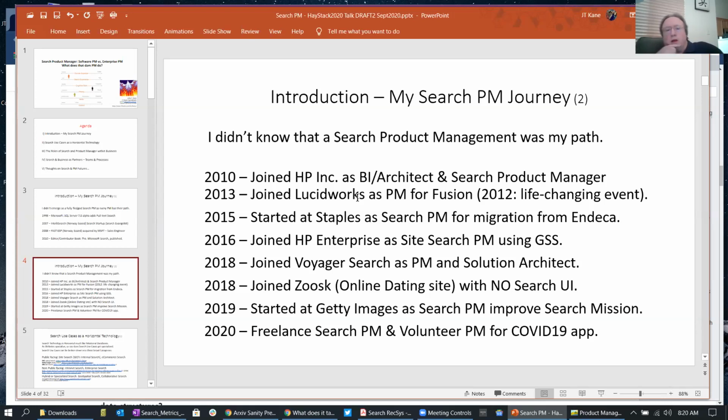Later I joined HPE, or HP Enterprise, as their site search PM. This was more of an execution type of position. They had already selected the Google Site Search prior to my joining, and within 3 weeks, we implemented the United States, and the remainder of that year, implemented about 44 websites in 12 different languages.